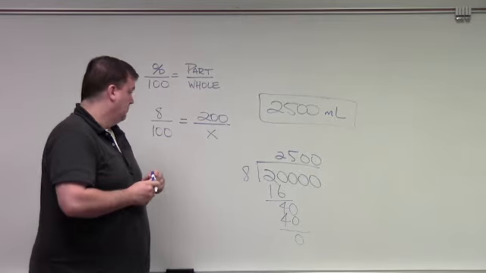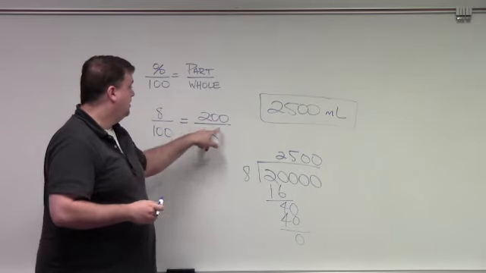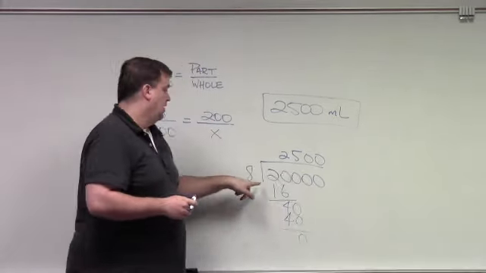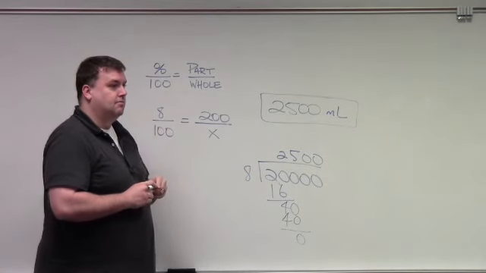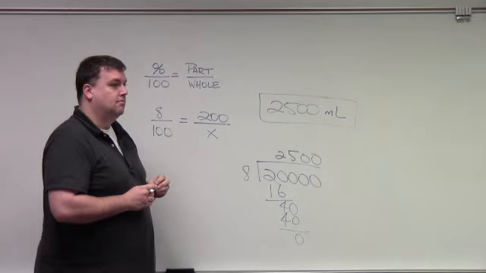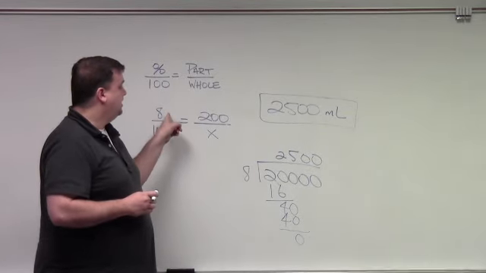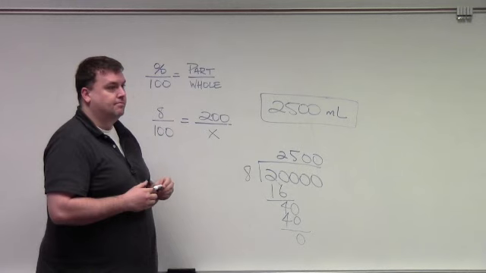We cross multiply, right? 100 times 200 is 20,000. And then you divide that by whatever number is on the diagonal of the x. The number that's on the diagonal of the x is the 8. That's what we're dividing by.